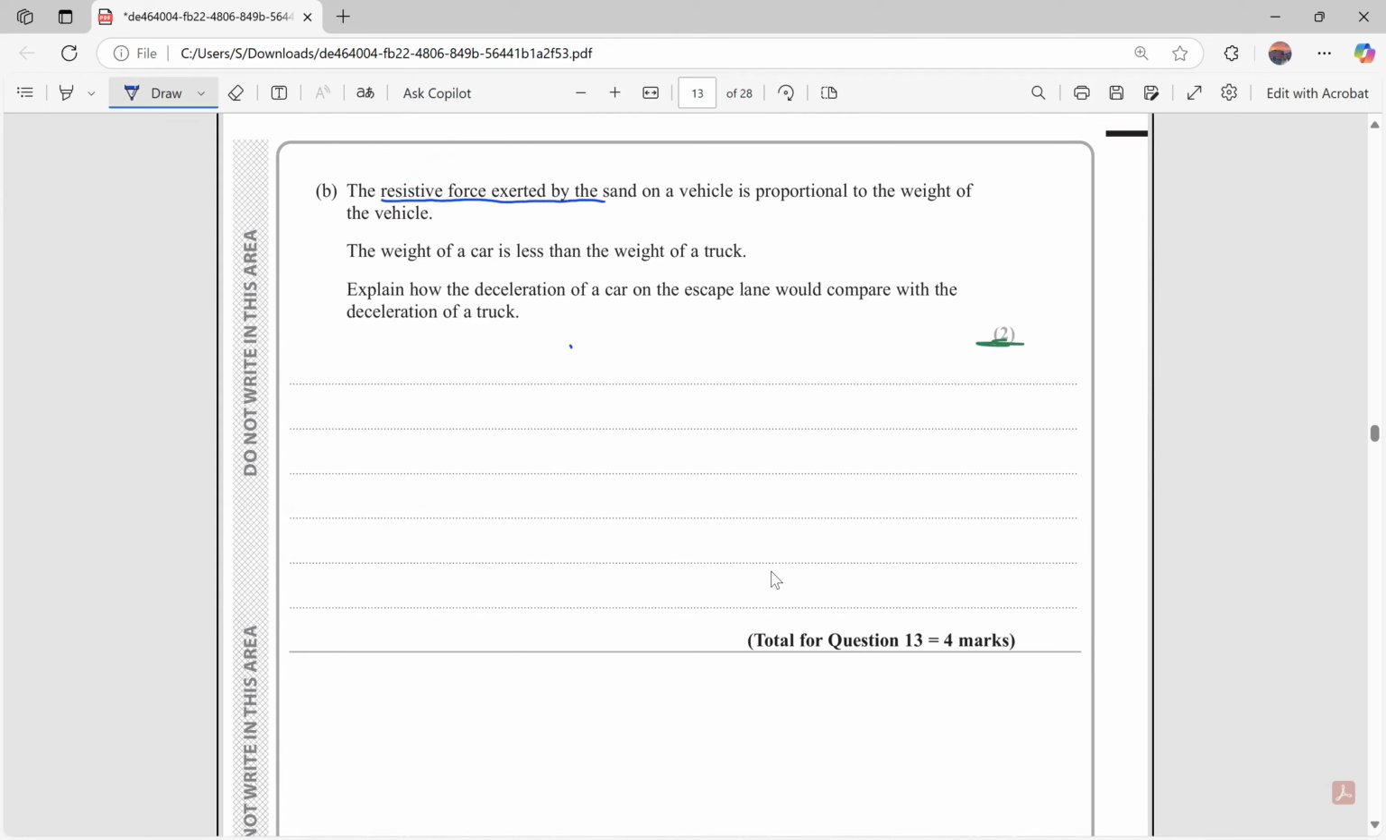The resistive force by the sand on a vehicle is proportional to the weight of the vehicle. So the resistive force is directly proportional to weight. What is weight? mg. So the force is directly proportional to mg. g is a constant, 9.81. So it's m that it's directly proportional to in one way. The weight of a car is less than the weight of a truck.